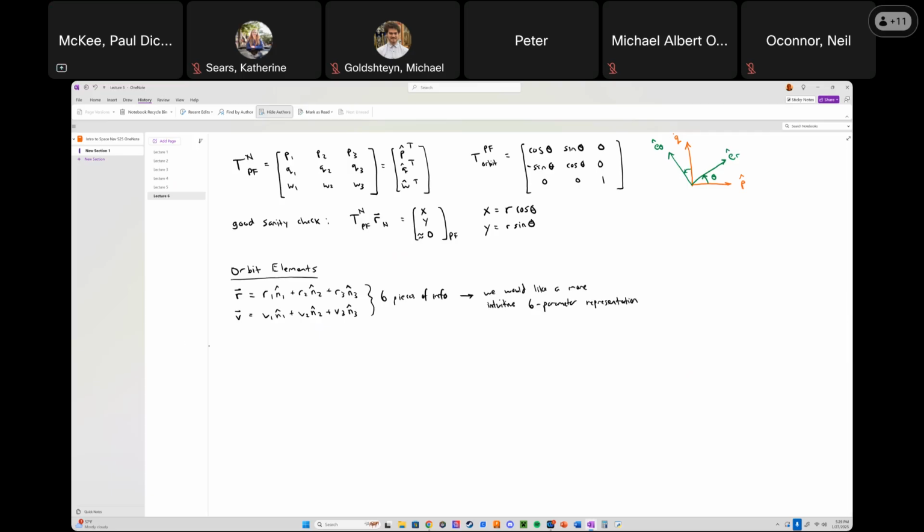So let me ask this question. How many degrees of freedom, there's that word again, I love degrees of freedom, does a 2D ellipse in 3D space have?